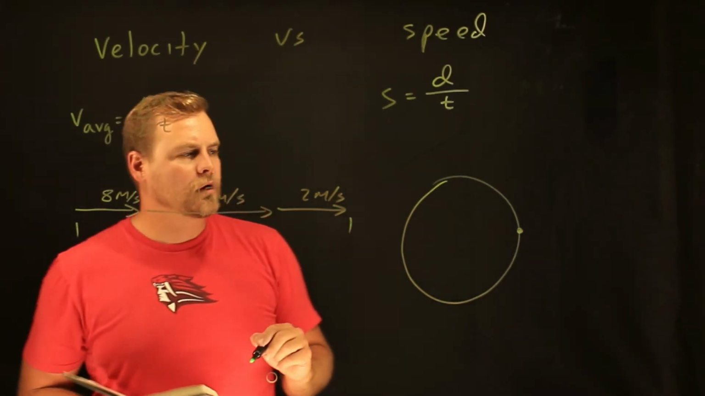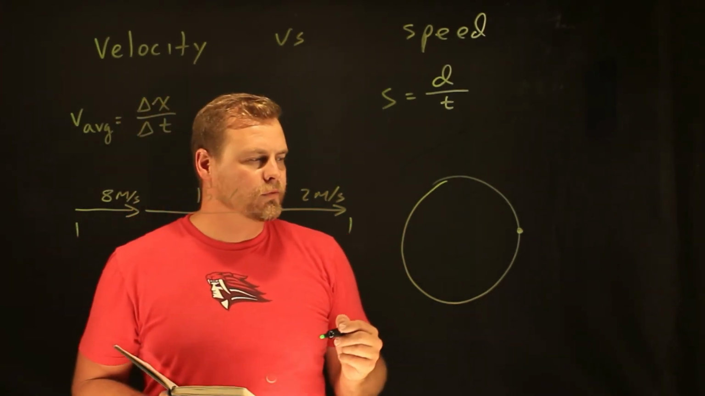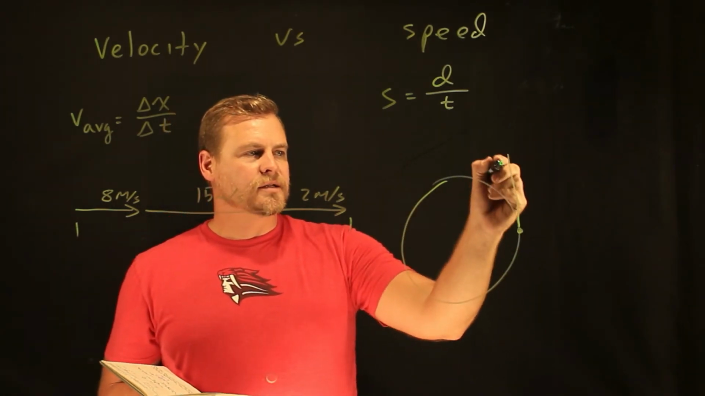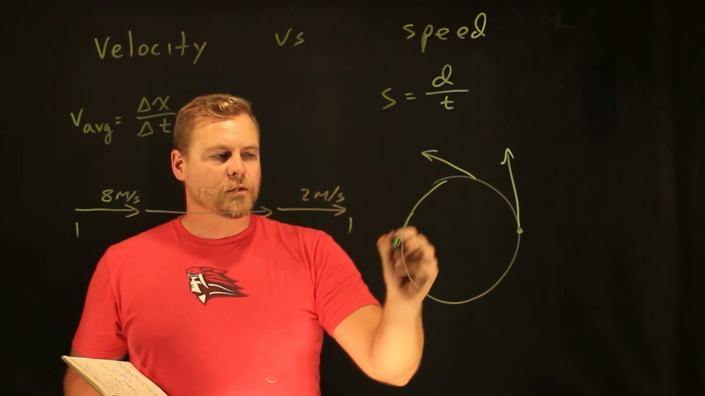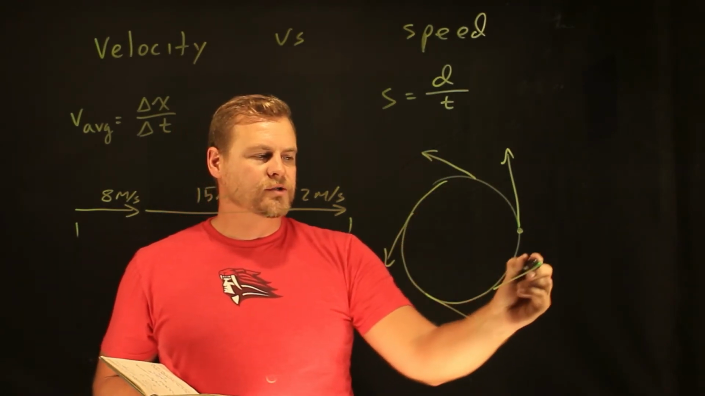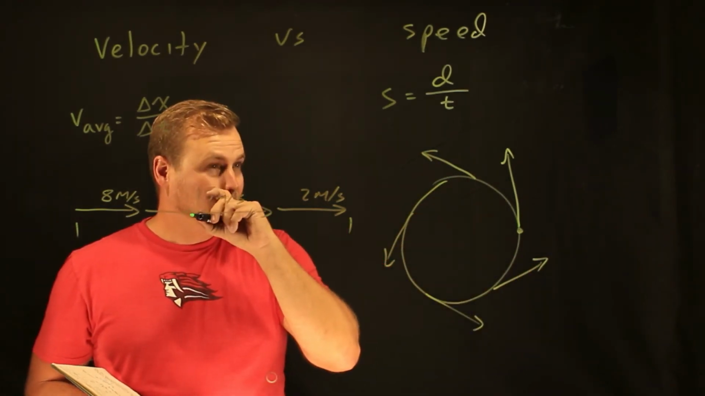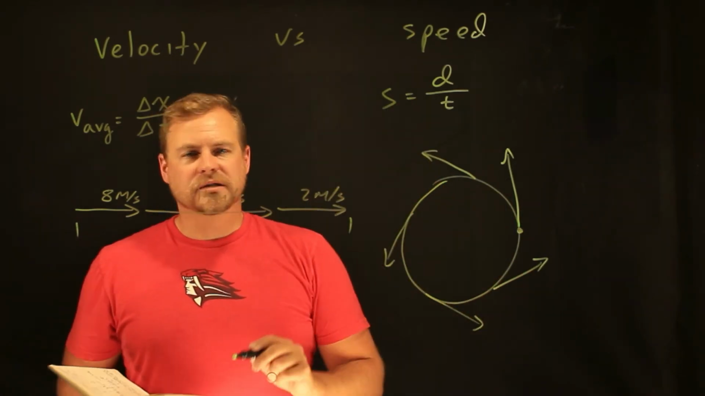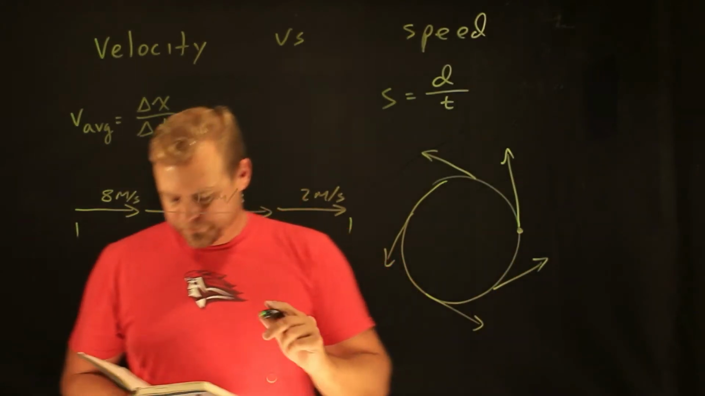If you ever watch NASCAR on TV, you watch cars go around in a circle for 3 hours, you're looking at speed because their velocities are changing. They're pointing their car in different directions all the time. Okay, so it doesn't make sense to calculate all these velocities. We just focus on speed going around the racetrack.